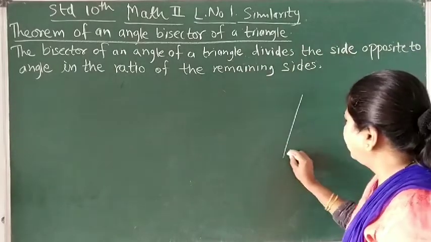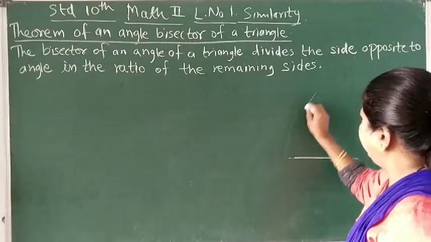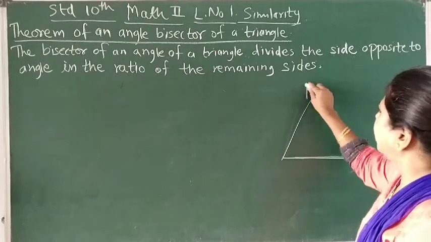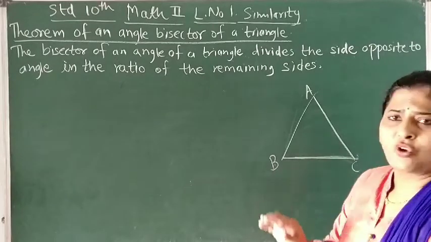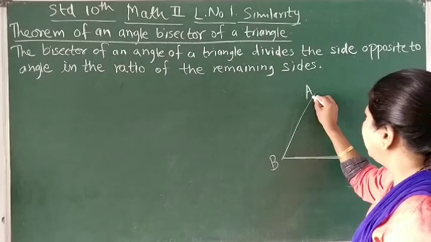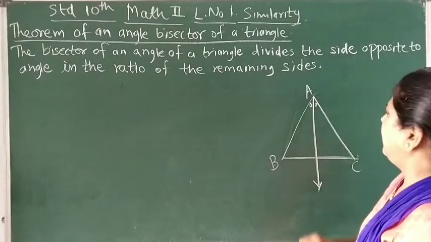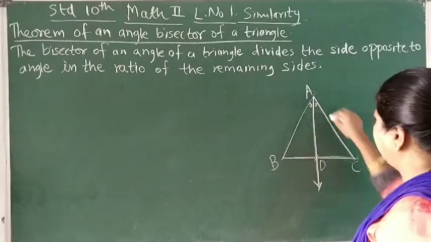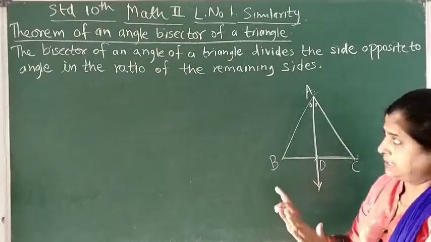So let us first draw a figure of a triangle. Suppose this is triangle ABC. A triangle has three angles, and we can bisect any one angle. Suppose we bisect this angle A, and suppose this bisector is AD. So AD bisects angle A, that is, angle BAC. This is the given part, this is the bisector.